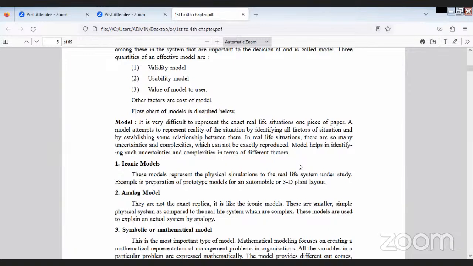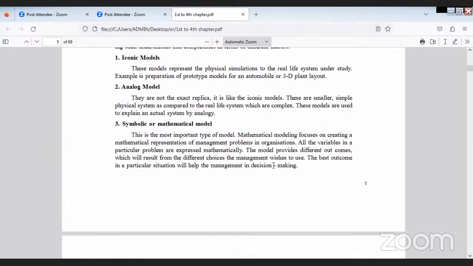Iconic model: these models represent the physical simulations of the real-life system under study. An example is the preparation of a prototype model for an automobile. Analog model: these are not an exact replica like the iconic model. They are smaller or simpler physical systems as compared to the real-life system, which is complex. These models are used to explain an actual system by analogy.